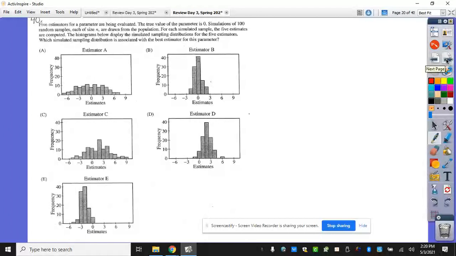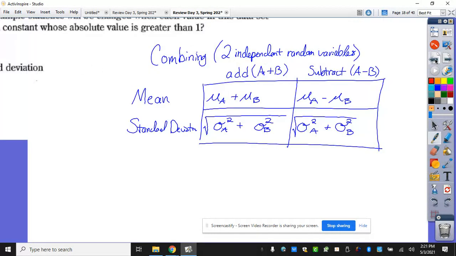All right, number 40. Oh, I wanted to go back to one out of curiosity. I think I deleted the problem now.